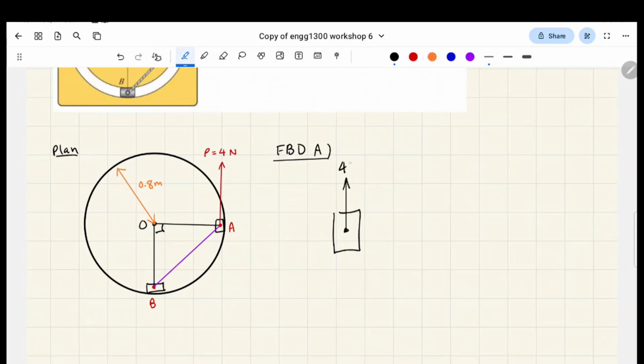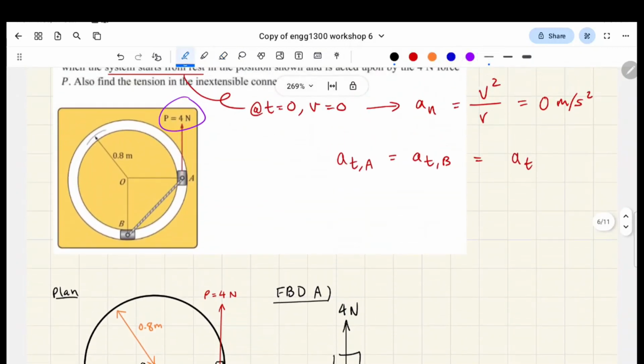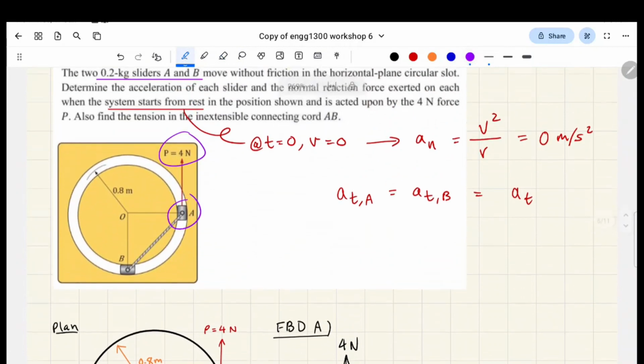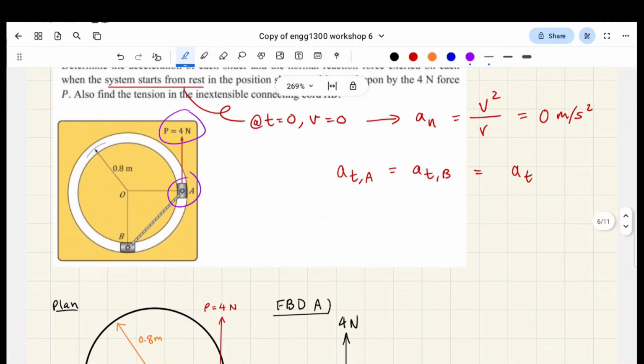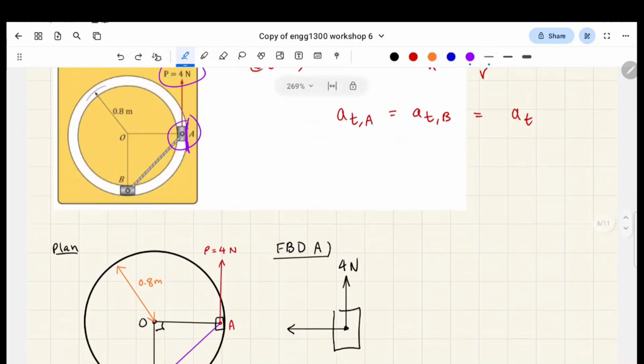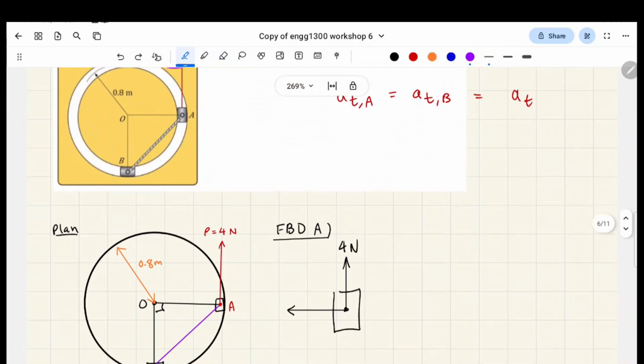So we have this force pulling it 4 newtons in the y direction there. Okay, and then basically, let's look at this question again. These are sliders in a slot, right? And so the surface is going to give a normal reaction here, and specifically, it's going to look like this on a diagram.